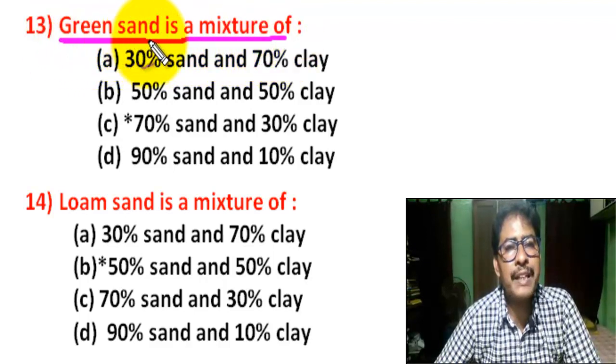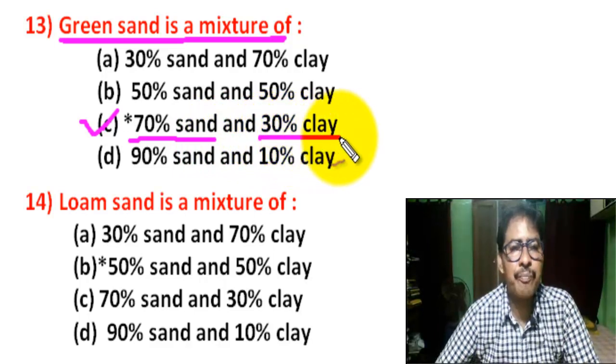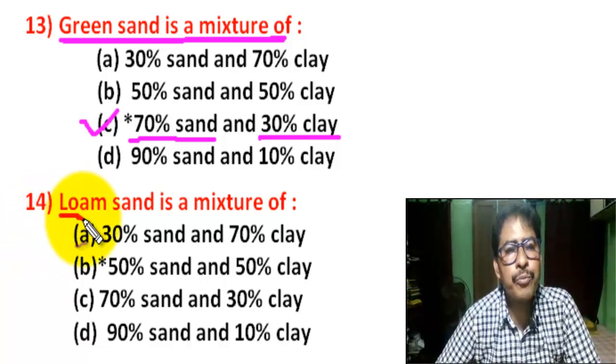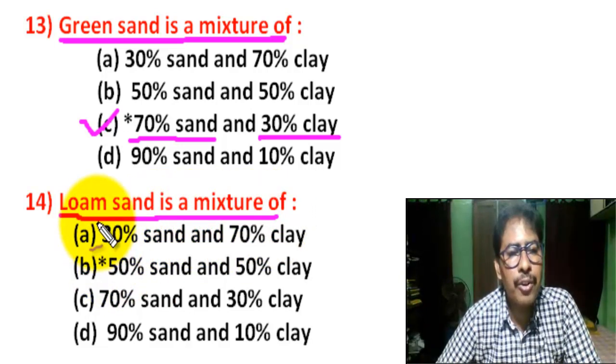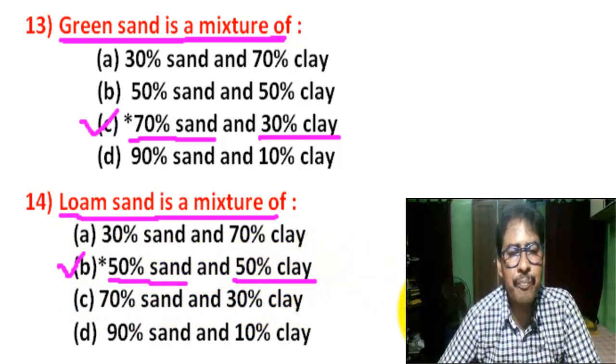Question number 13. Gaggar sand for molding is a mixture of, there are 4 options. Correct answer is C, 70% sand and 30% clay. Question number 14. Loam sand for molding is a mixture of, there are 4 options. Correct answer is B, 50% sand and 50% clay.